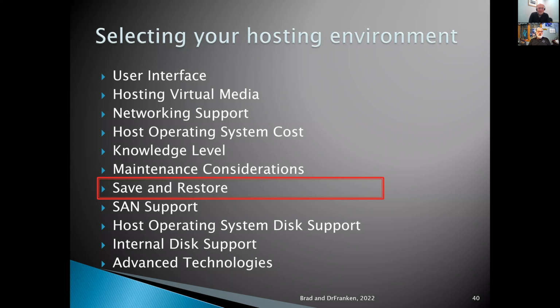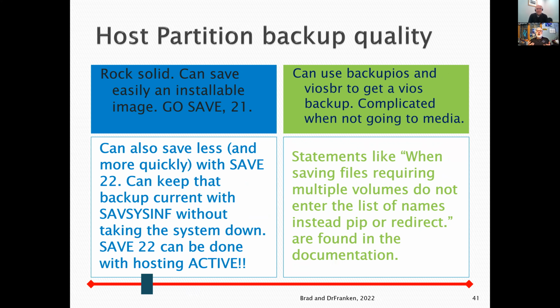Absolutely. So let's look at save and restore. And we're talking about the host partition again, save and restore of the host partition. We know that on IBM i, we can do a GO SAVE and take an option 21. Somebody once told me IBM was going to renumber that menu. And I said, no, because there'll be a storm on Fortress Rochester, right? I mean, it can't do it. 21 is a full save. Yeah. And you can save less than that. You can do a save 22. You can do other subcomponents.